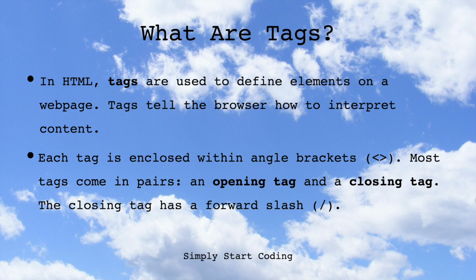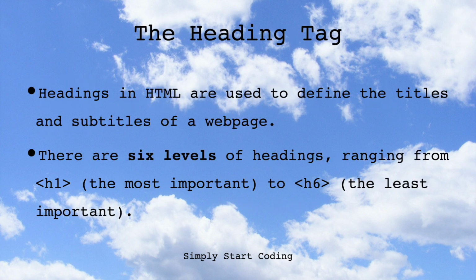What are tags? In HTML, tags are used to define elements on a web page. Tags tell the browser how to interpret content. Each content is enclosed within angle brackets, and most tags come in pairs, an opening tag and a closing tag. The closing tag has a forward slash.